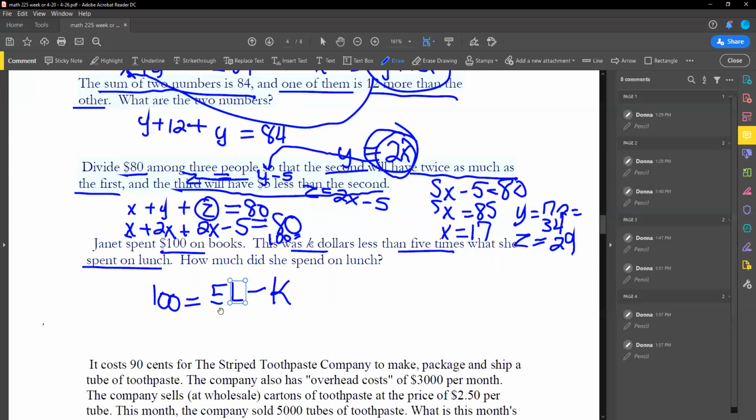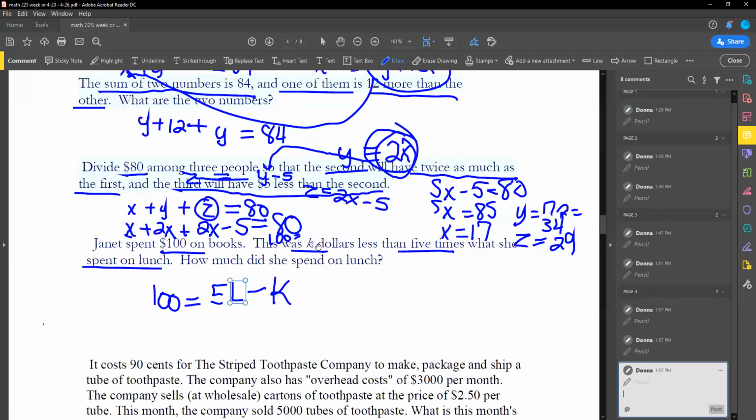So if you end up solving that for K, I can move K over, and I'm going to get 100 plus K equals 5L.